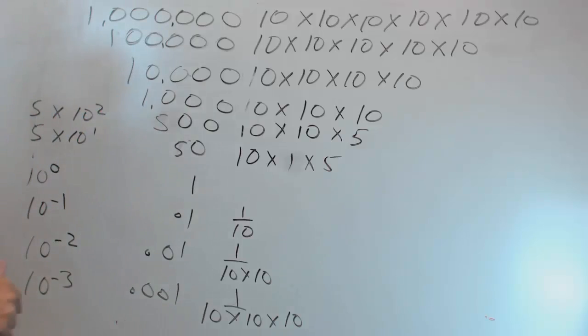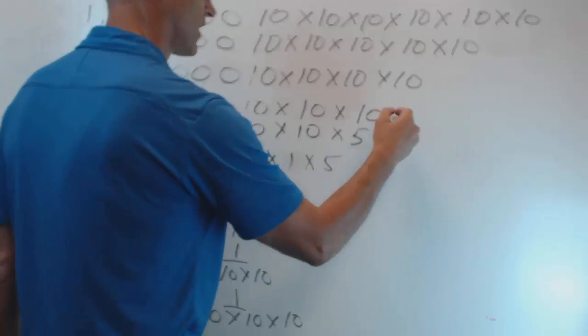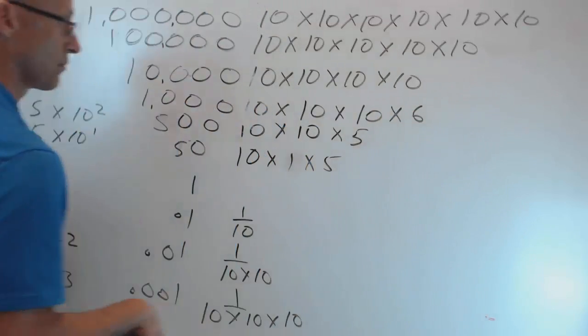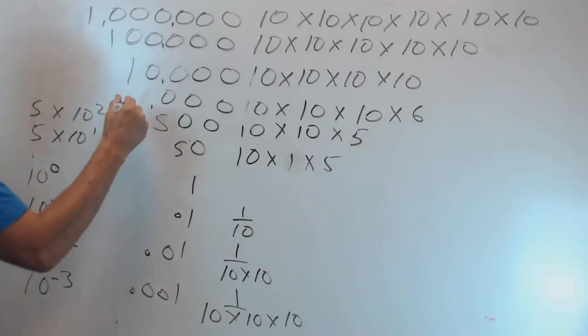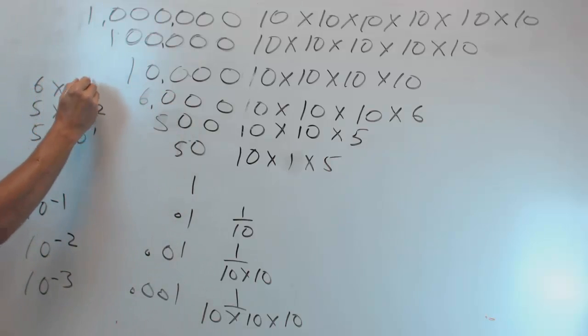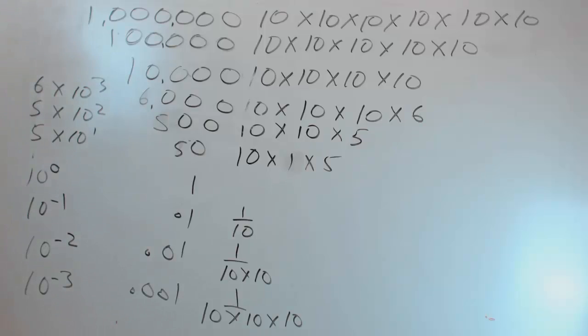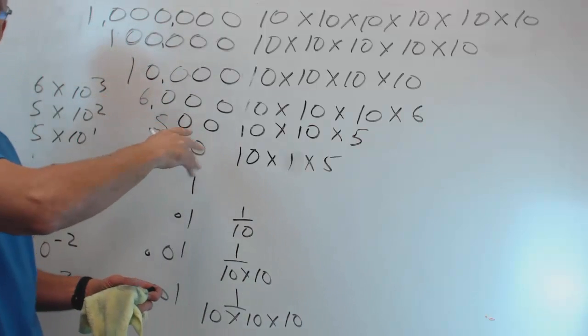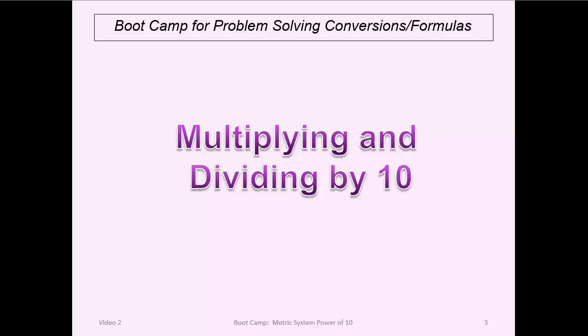And it doesn't matter what the number is. 10 times 10 times 10 times 6, for example, would give me the number 6,000. 6 times 10 to the 3. And on and on and on. And this is how we get to scientific notation.